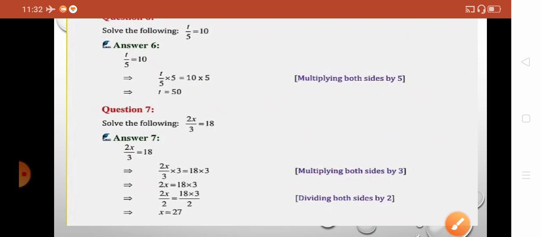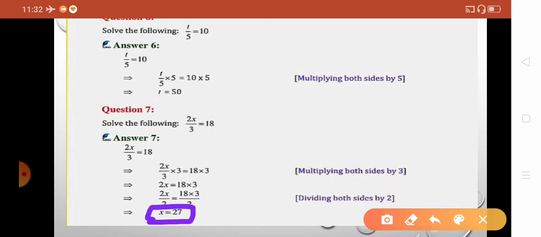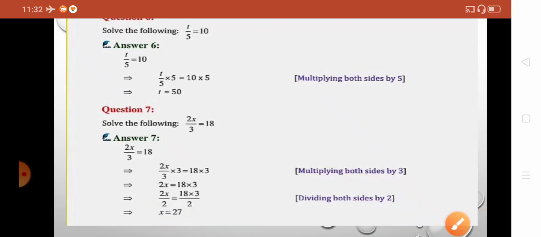A simple way is there. Whatever is given with the variable, you have to remove that by applying the opposite operation. If plus is given, you have to apply subtraction. If multiplication is given, you have to apply division. If division is given, you have to apply multiplication. The main purpose is to remove all the constants and all the coefficients from the variable. We want only the variable on the left hand side, so we will apply the operation and remove all these things. We will be left with only the variable on the left hand side, and the answer comes out to be 27.